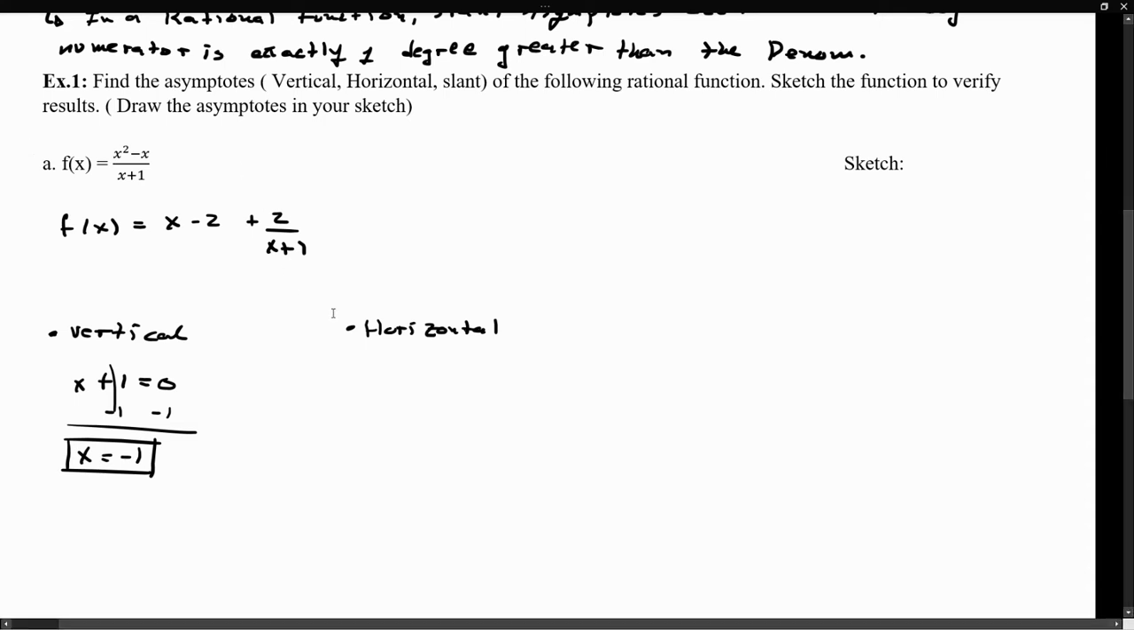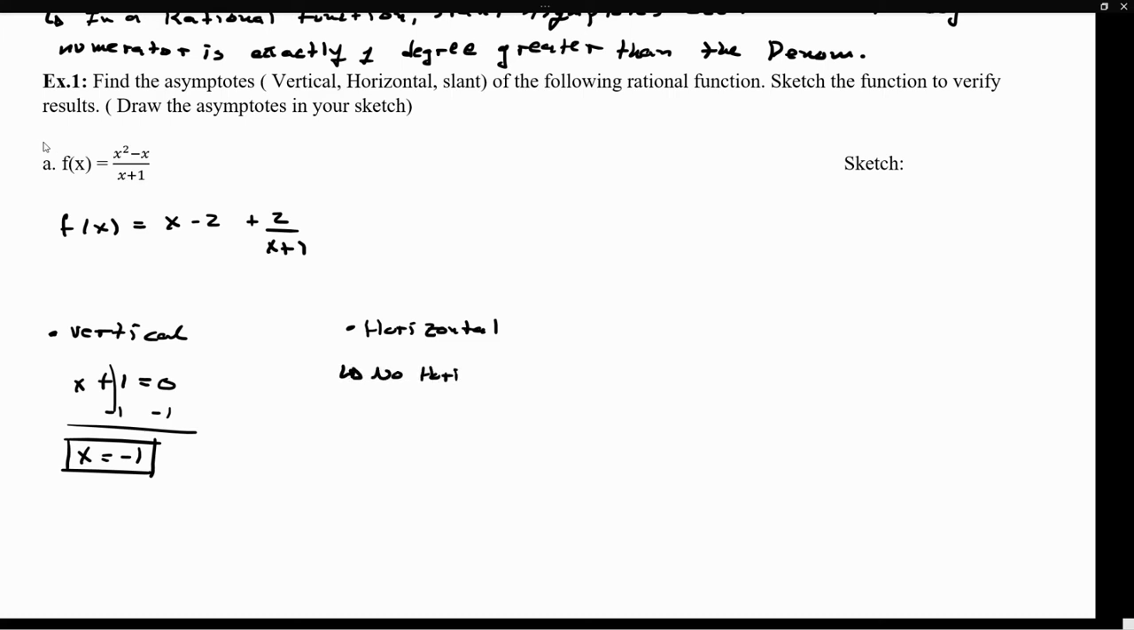Now for the horizontal, remember from the previous lesson that if the degree of the numerator is greater than the degree of the denominator, then there is no horizontal asymptote. And again, this is because the degree of the numerator is greater than the degree of the denominator. Now let's talk about the slant asymptote.